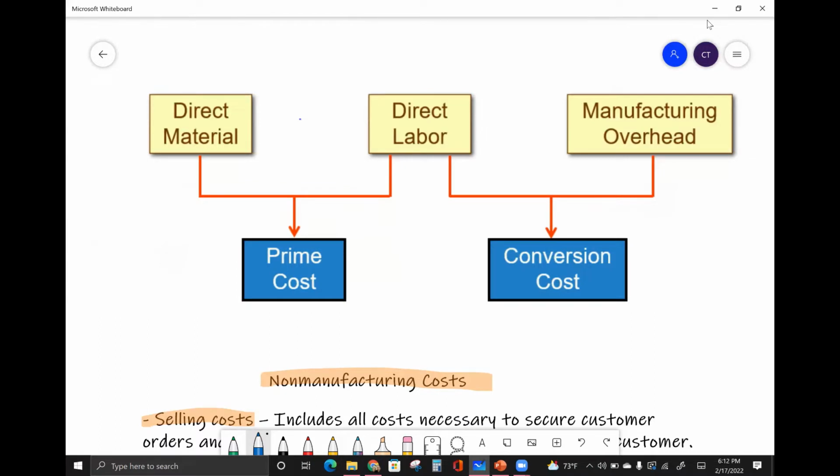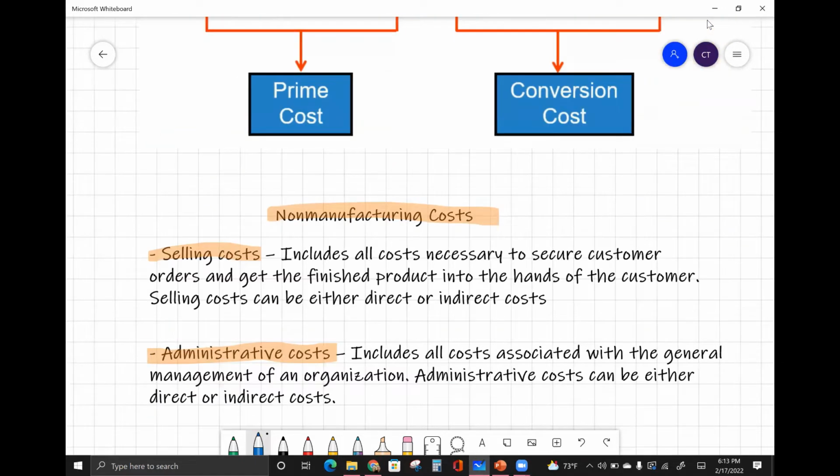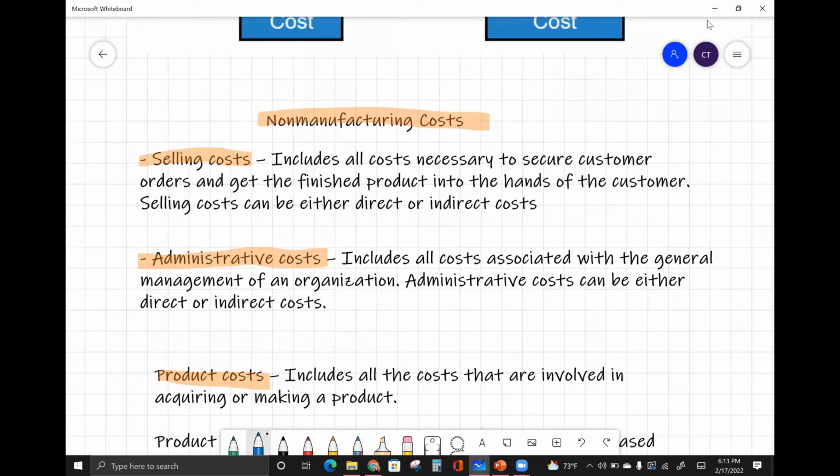Those three things can be broken down into prime cost, which is your direct material plus direct labor. And you have your conversion cost, which is your direct labor and your manufacturing overhead. So there may be a real simple question. What's the prime cost? And they'll tell you what your direct materials is, direct labor, and your manufacturing overhead. Just remember what prime costs are, that you have to pull direct labor, direct material, or it could ask for your conversion costs. So you'll have little simple problems like that. And you'll have those in the homework.